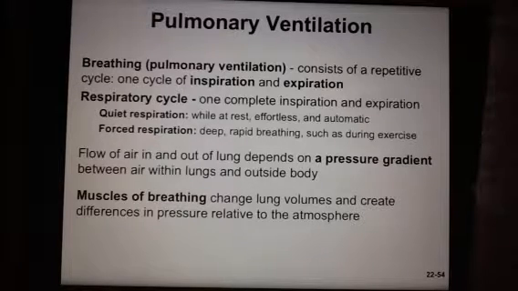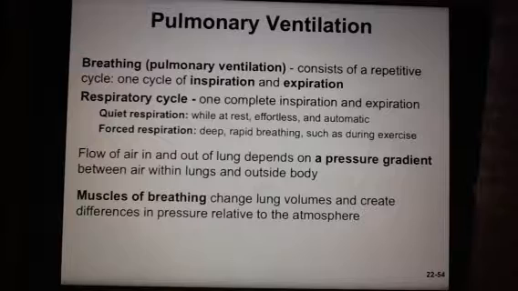So all of this breathing is based on a pressure gradient. And the book gets very detailed about this, so we're going to be less detailed about it. But it is what guides the whole process. The flow of air in and out of the lung does depend on this pressure gradient. Remember, that just means an area of high pressure and an area of lower pressure between the air within the lungs and outside the body. And that pressure gradient actually shifts depending on if we're inhaling or exhaling.